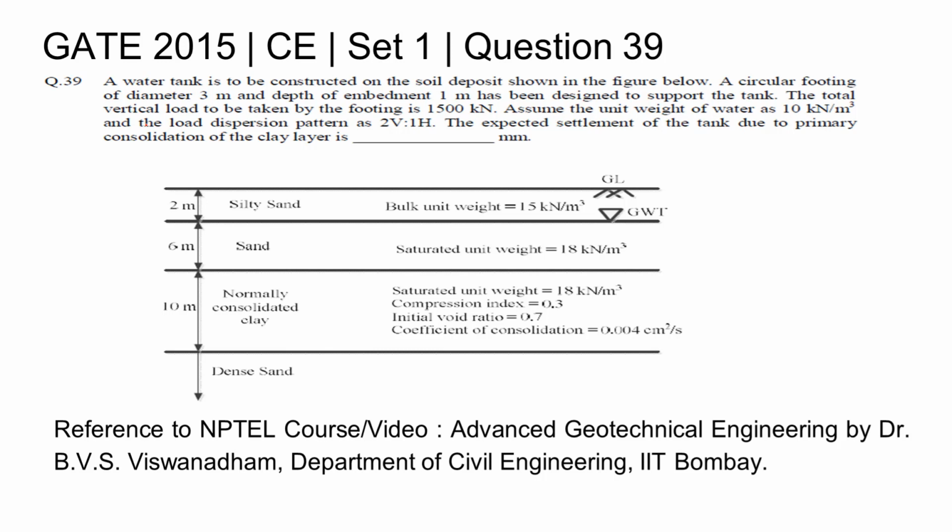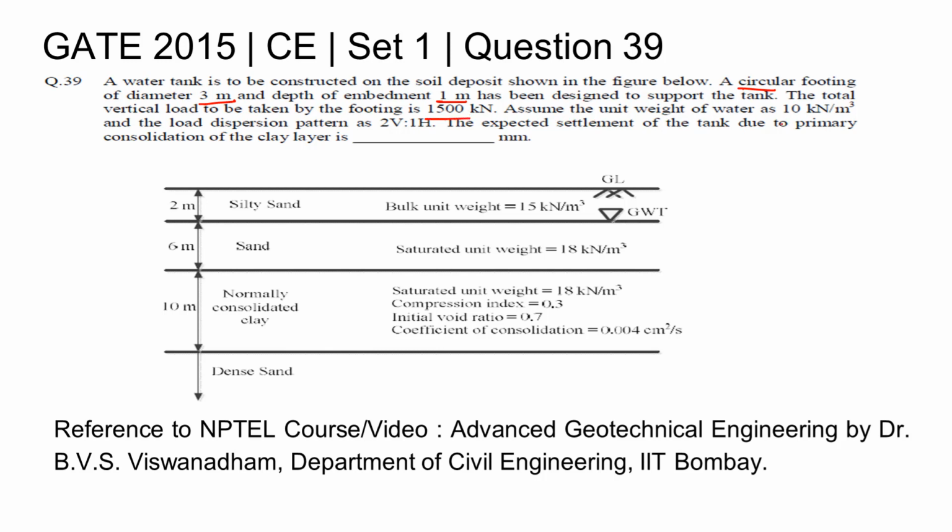GATE 2015 Civil Engineering Set 1 question number 39. A water tank is to be constructed on the salt deposit shown in the figure below. A circular footing of diameter 3 meter and depth of embedment 1 meter has been designed to support the tank. The total vertical load to be taken by the footing is 1500 kilonewton.